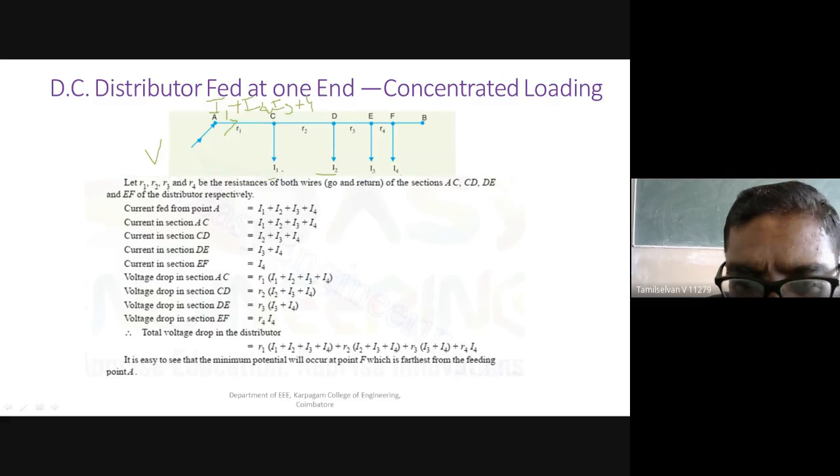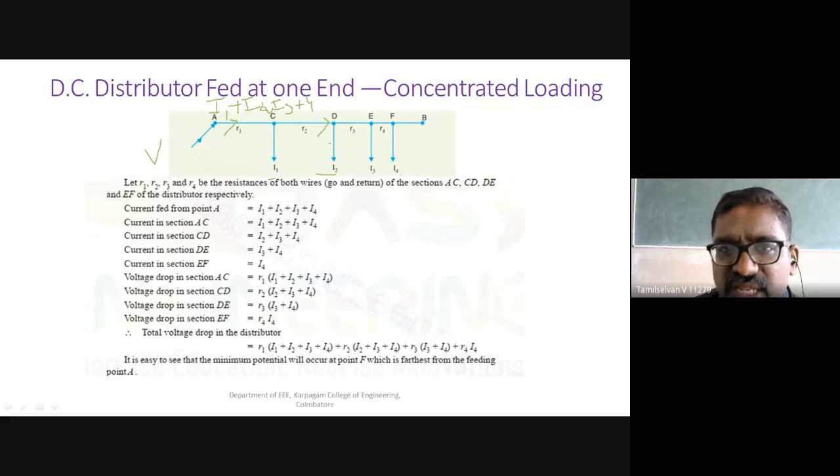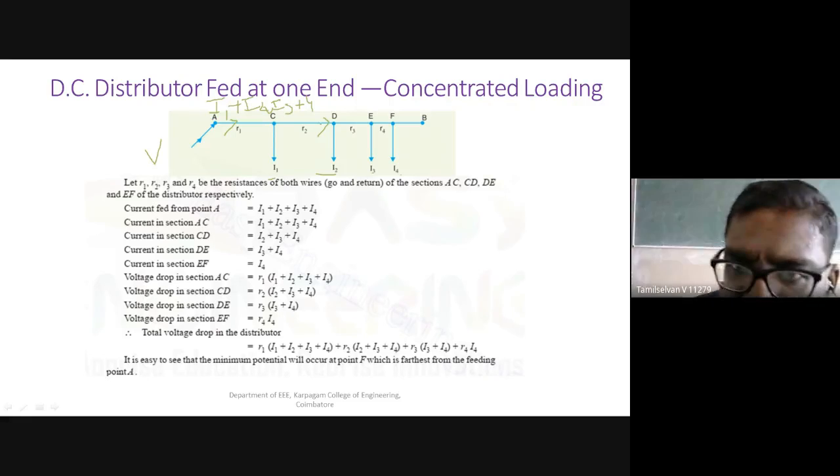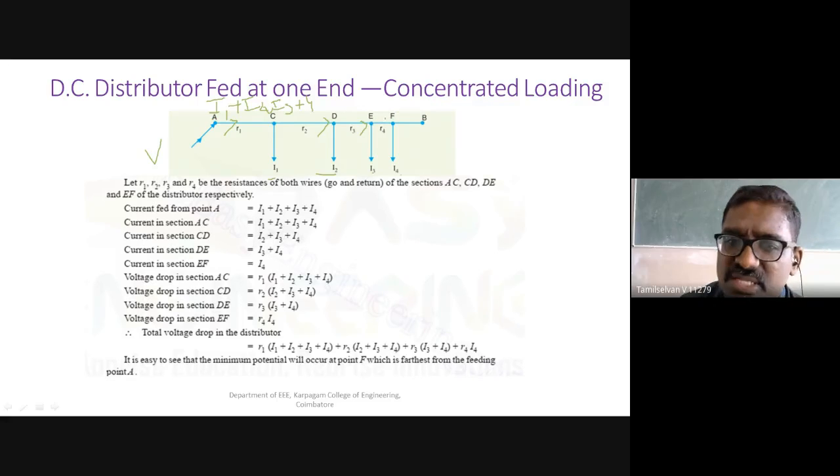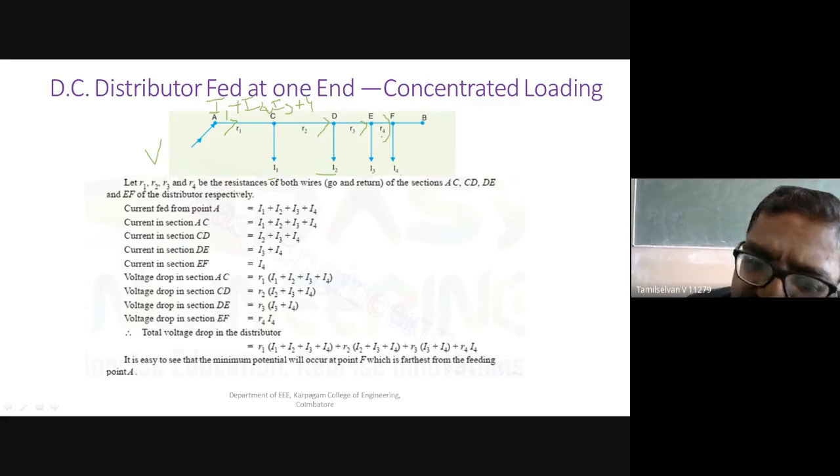At this point, I1 leaves, so the current in this section is I2 plus I3 plus I4. At this point, the entering current is I3 and I4, which gets divided at E and F. In the last section, only I4 is flowing.